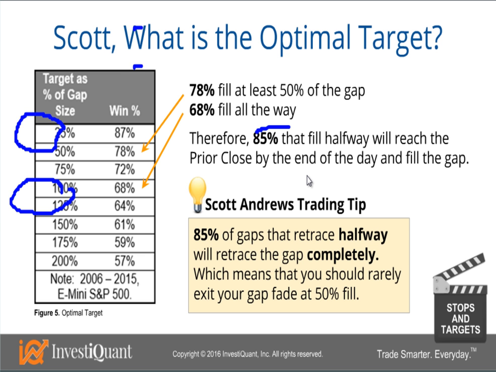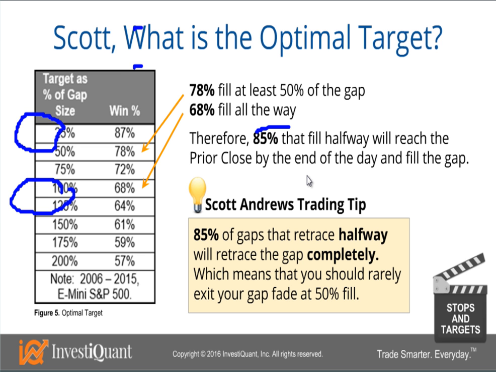And if you do the calculation, you'll clearly see, and hopefully it's very logical to you, that for only a small reduction in win rate, you're going to double your average size win, which means you're going to make a lot more money holding for gap fill in almost all scenarios.